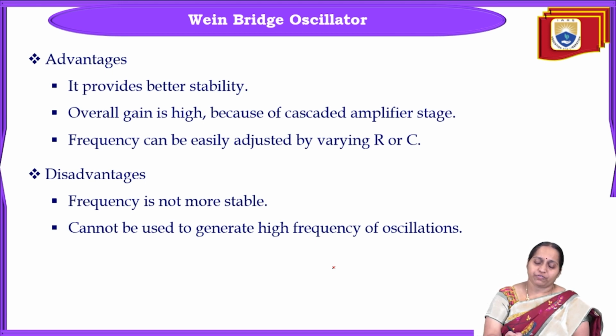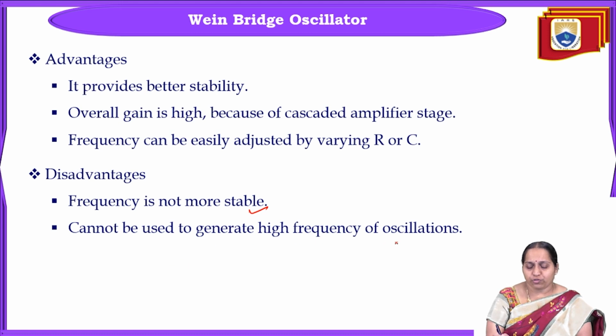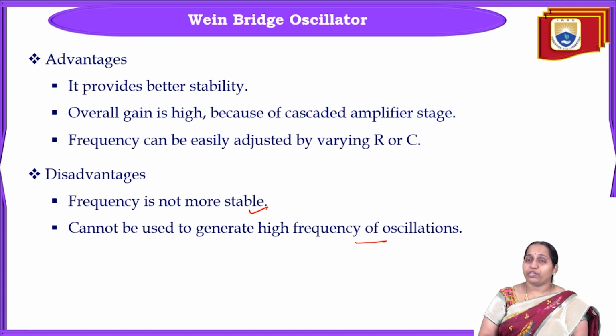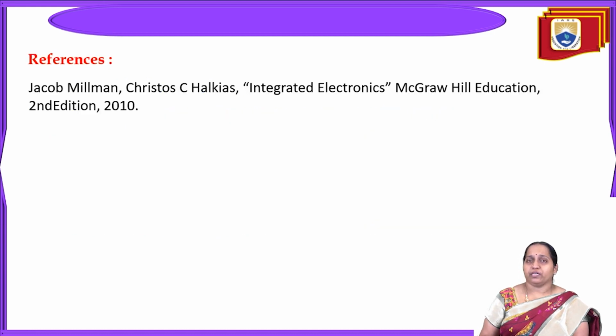Coming to disadvantages, frequency is not that stable. And it also cannot be used to generate high frequency of oscillations. Both RC phase shift oscillator as well as Wein bridge oscillators are used to produce only low frequency signals. That is one disadvantage.